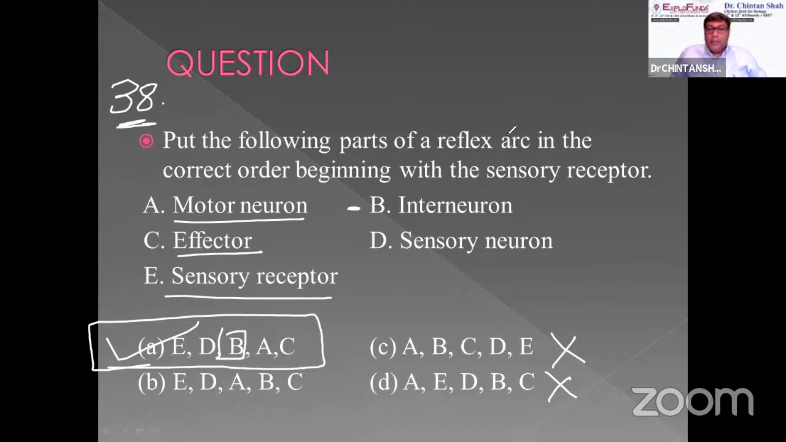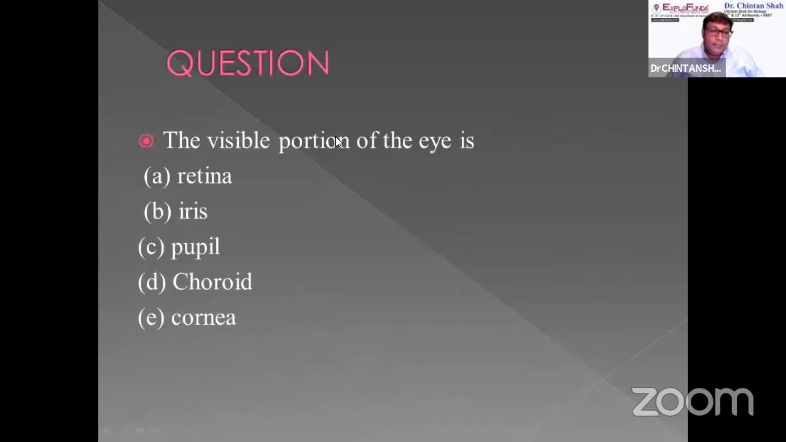Are you getting it? Interneuron will be in between the sensory neuron and the motor neuron. D is sensory neuron, A is motor neuron. In between them, there will be interneuron. Are you agree with me? Allow me so that I will go further. Okay, so both are perfectly fine with this, and let's go for 39.